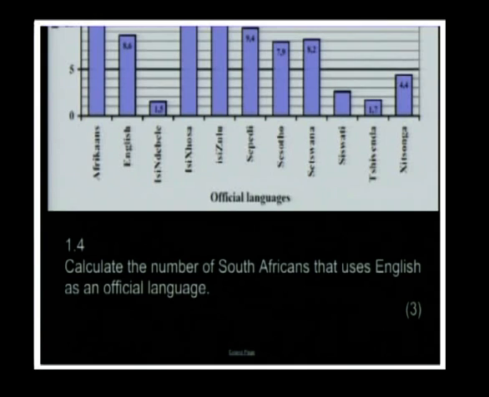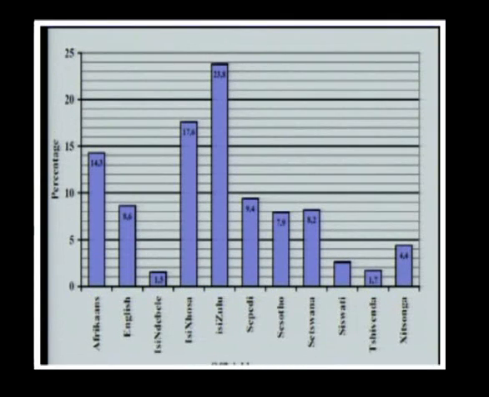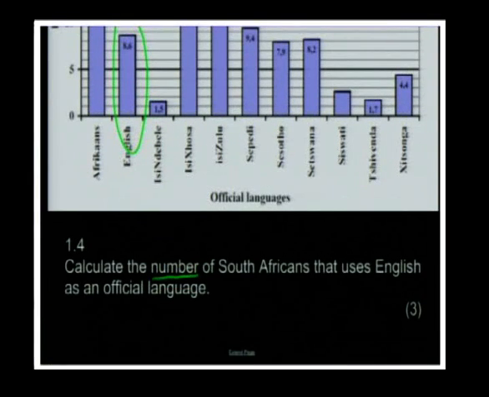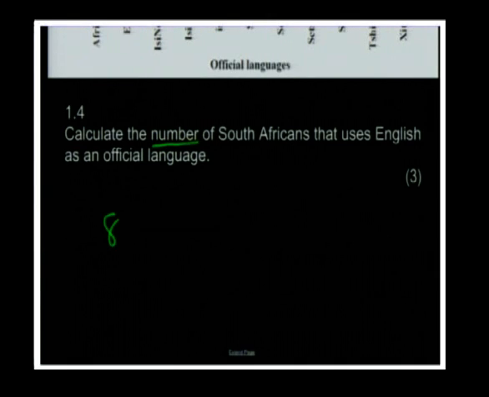Right, let's have a look at the last little bit of the question. Question 1.4 reads, calculate the number of South Africans that uses English as the official language. Well, now it's important to realize that they're asking for the number, not the percentage. We've been given a chart that gives us percentages. And when it comes to English over here, we can see English is at 8.6%. So we know that 8.6% of all the South Africans use English as an official language.